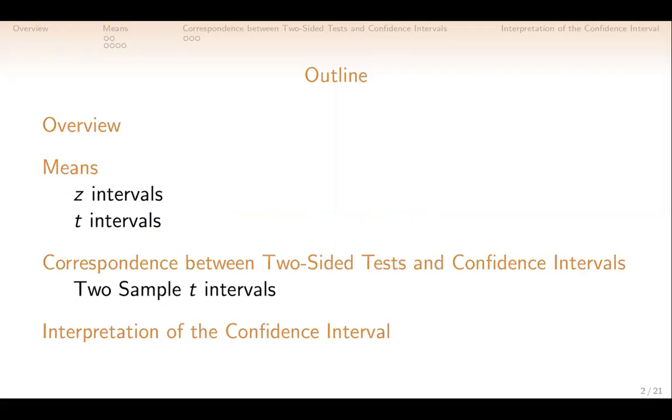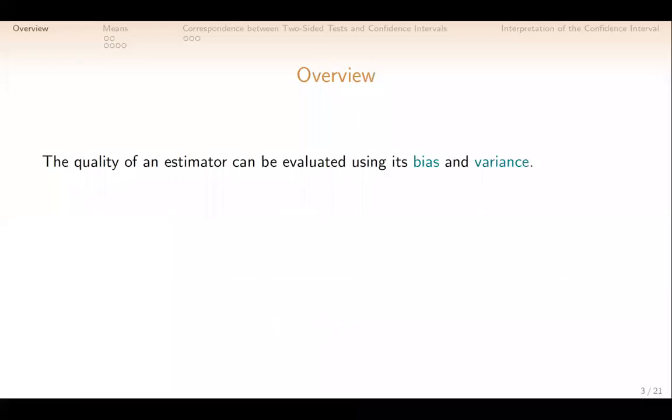So I'll give you an overview. I'll look at Z intervals and T intervals, and then I'm going to look at this correspondence between two-sided tests and confidence intervals. That will give me sort of a general procedure that we can talk about, and then I'll use that, and I'll talk about the interpretation of a confidence interval so you can tell your friends.